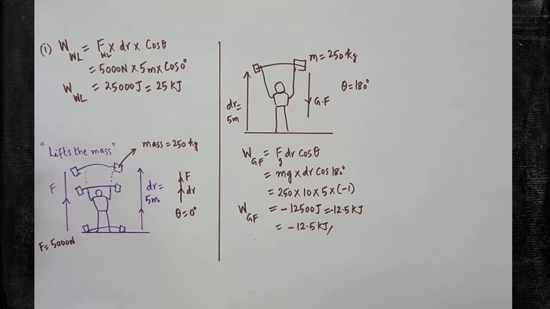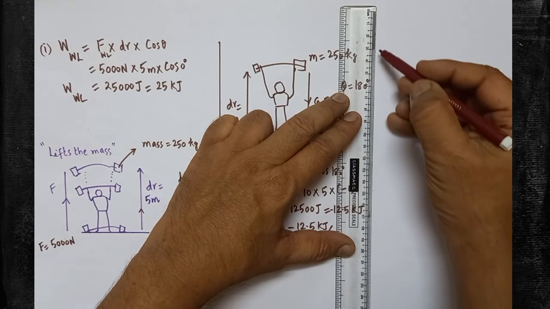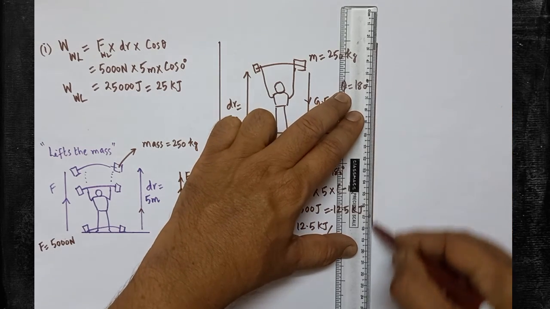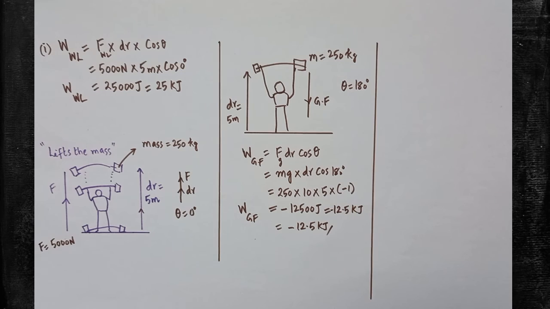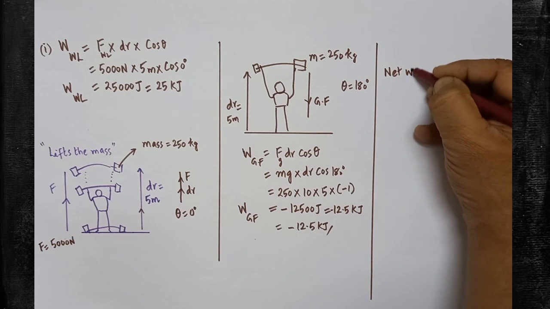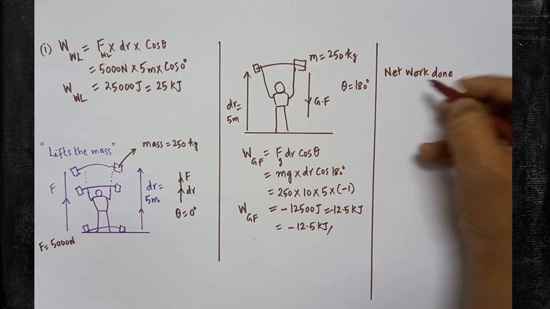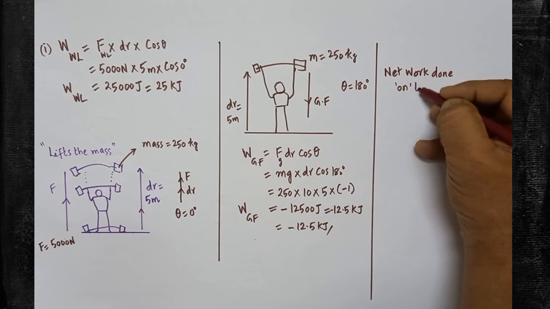And one more question is also asked. What is the net work done on the object? Clear? You should know the meaning of on and by. Are you clear? Net work done on the object. On, by, they have their own meaning. Now we are going to calculate the net work done. Are you clear? Net work done on, very important term, on the object.